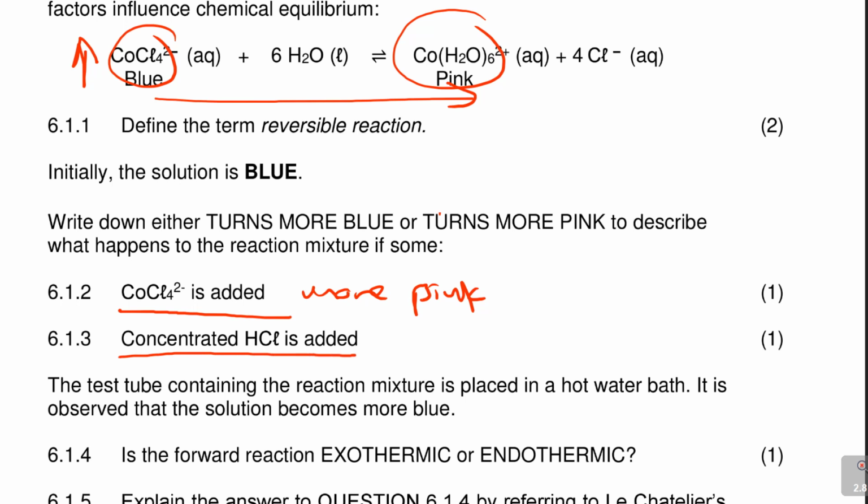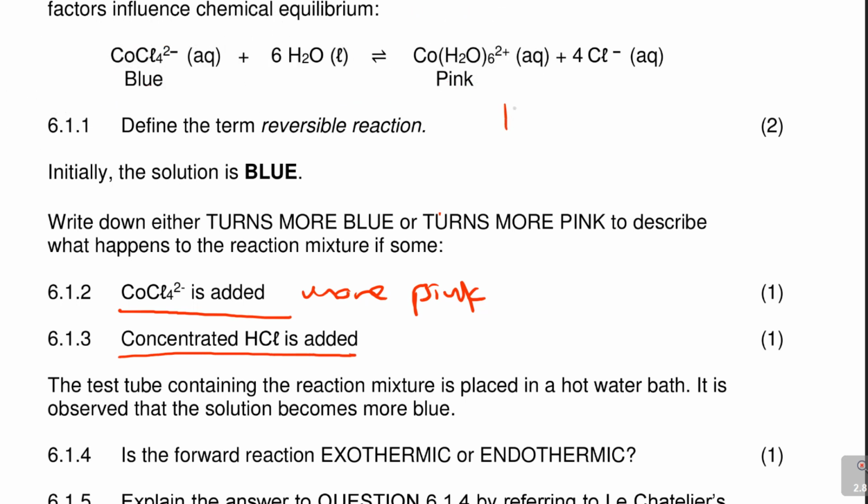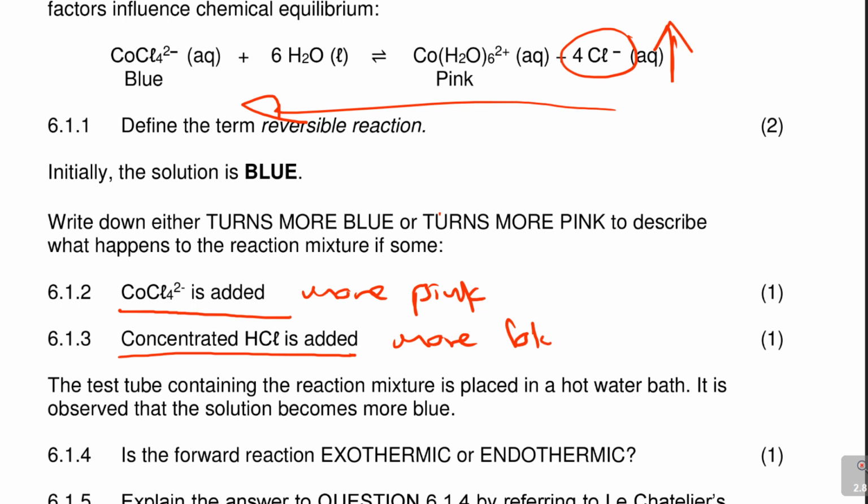Now concentration of HCl is added. Let's remove this. Now remember, if you are adding HCl, the only thing you're doing is bringing Cl minus. So here, these will go up. When these go up, the reaction is forced to go, according to Le Chatelier's principle, in that direction. So it turns more blue, because of Le Chatelier's principle.